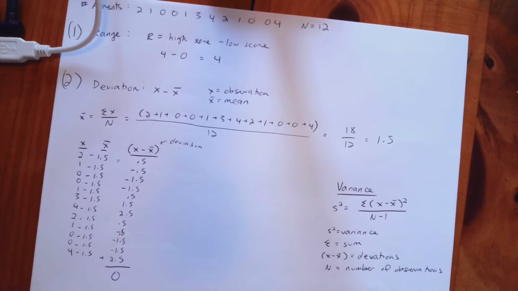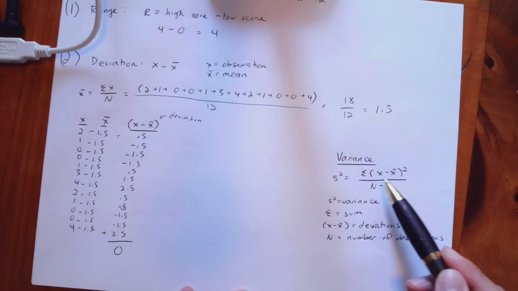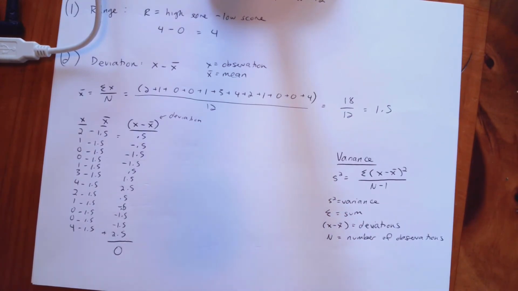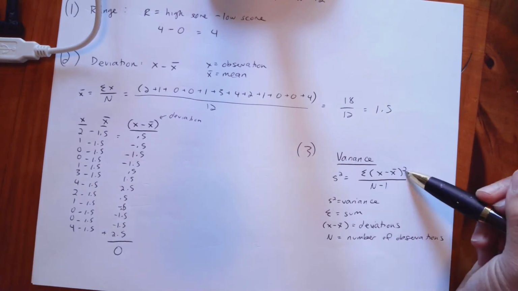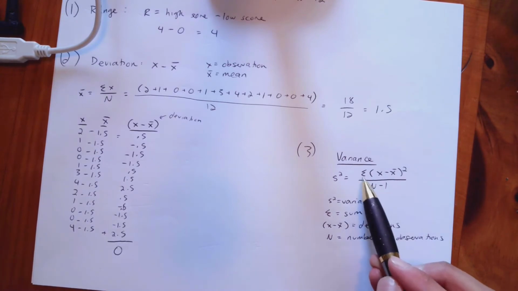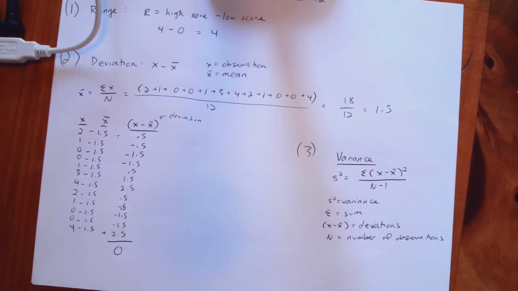So what this variance formula is telling you to do is to find the deviations in your sample. So find all these different deviations that we just found in the last example here. Then square them. So take each deviation and square it. Add them together, that's what sigma means, and divide by n minus 1. And the nice thing is we've actually already done our very first step here.